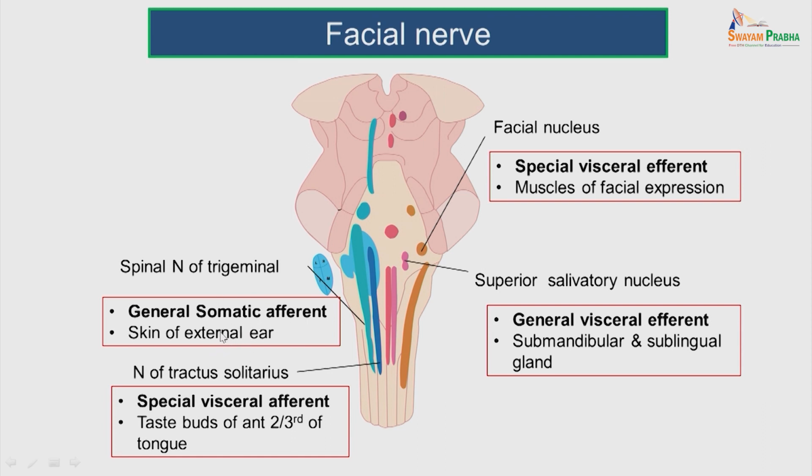So, that is from the skin of the external ear. That is why it is called a general somatic afferent; it relays in the spinal nucleus of the trigeminal nerve, but it travels with the facial nerve. Another component is the special visceral afferent. That is the nucleus of tractus solitarius, which, as you can see here, is present in the medulla and also in the pons. This carries the sensation from the taste buds of the anterior 2/3 of the tongue and relays in the nucleus of tractus solitarius. So, the facial nerve has special visceral efferent, general visceral efferent, general somatic afferent and special visceral afferent.